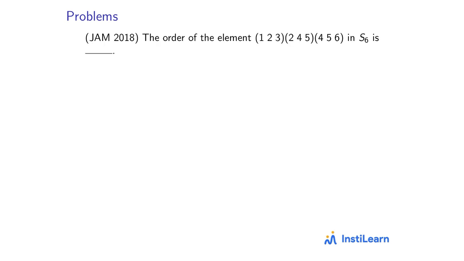Okay, so this question came in JAM 2018 and it asked the order of this element in S6. Now you can make a mistake and say that okay, 3, 3, 3, and LCM of 3, 3, 3 is 3, so the answer is 3. But you have to be careful and see that this decomposition is not disjoint. These are not disjoint cycles. So first we write the permutation.